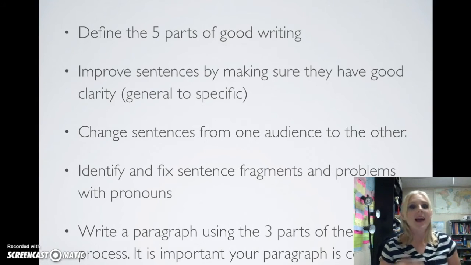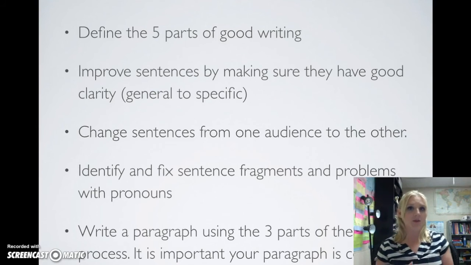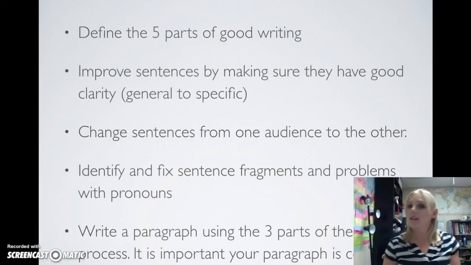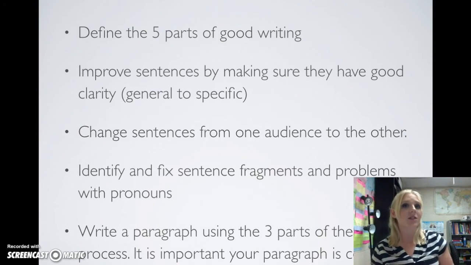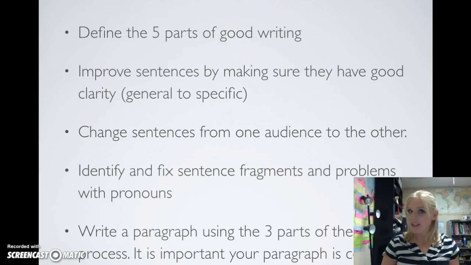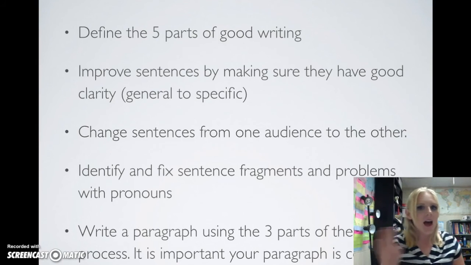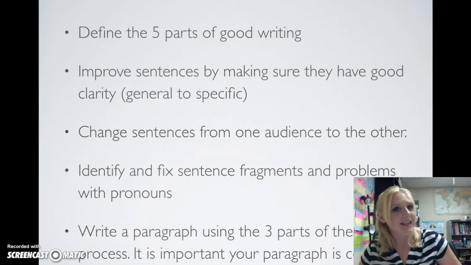Now, the next thing you're going to be asked to do, just like on the quiz, is change sentences from one audience to the other. So if I give you a sentence in second person and ask you to change it to third, make sure you are able to do that. If I give you a sentence in third person and ask you to change it to first, make sure you can do that as well. Okay, and that is on page 1 of your exam.